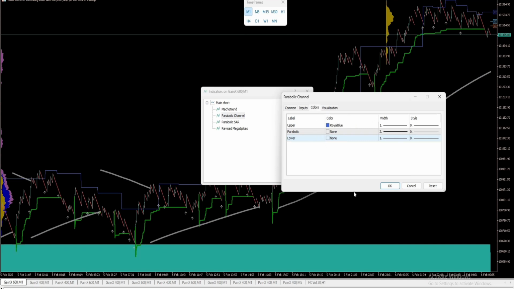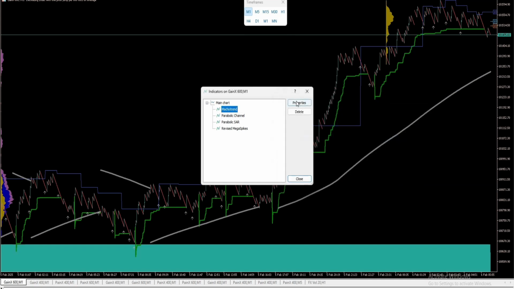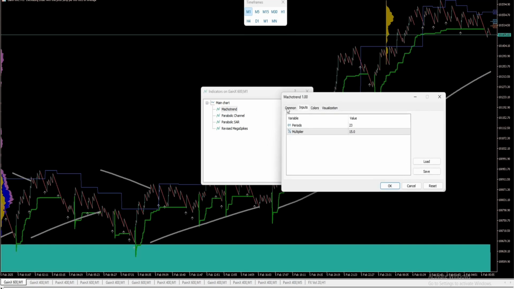I'm going to attach a template to it so that you just have to load a template, and that is it. The last thing is the macro trend. The macro trend is a common indicator that I've shared with the community a lot, and I still use it because it is very effective in helping you to determine trend.